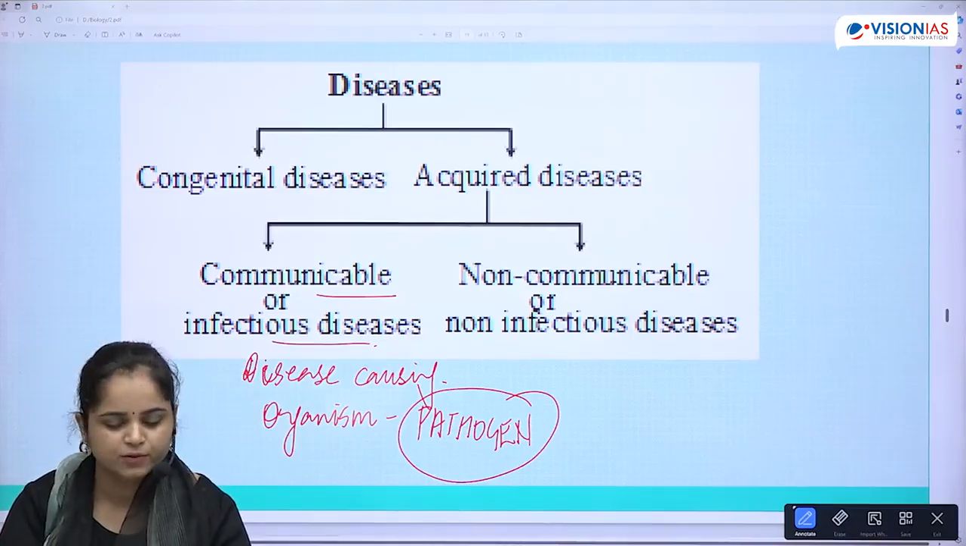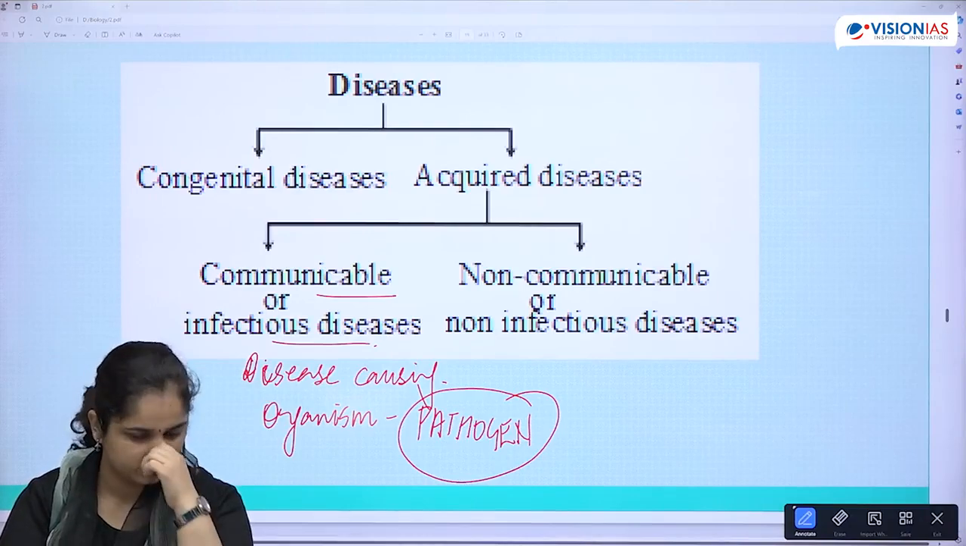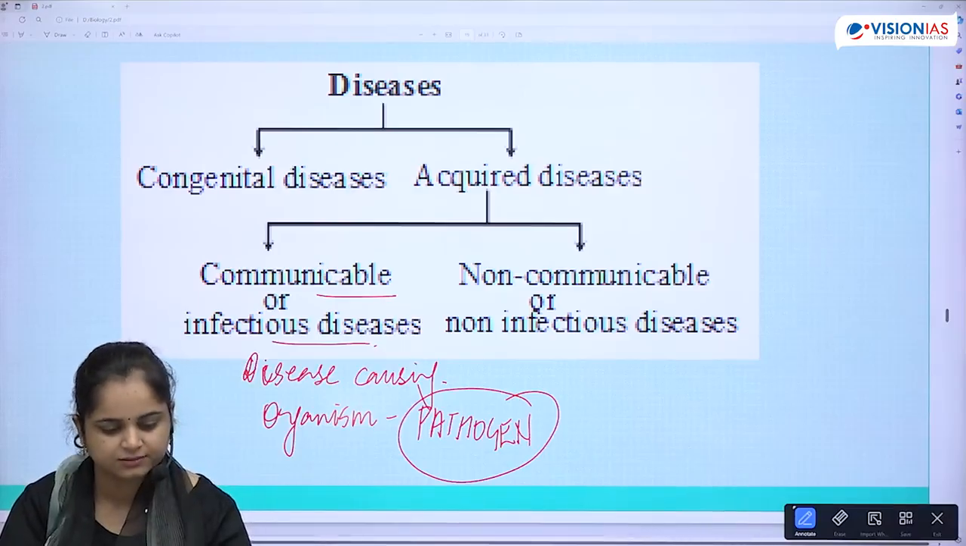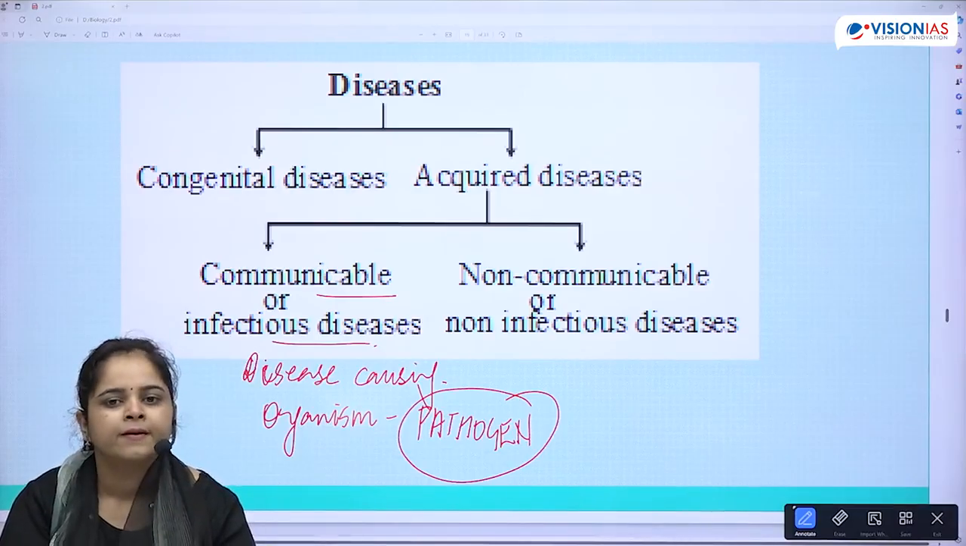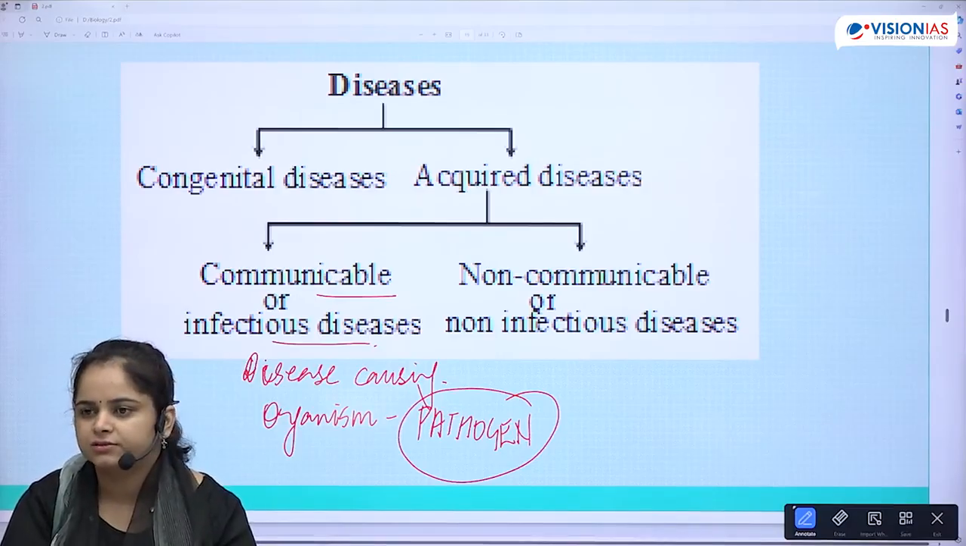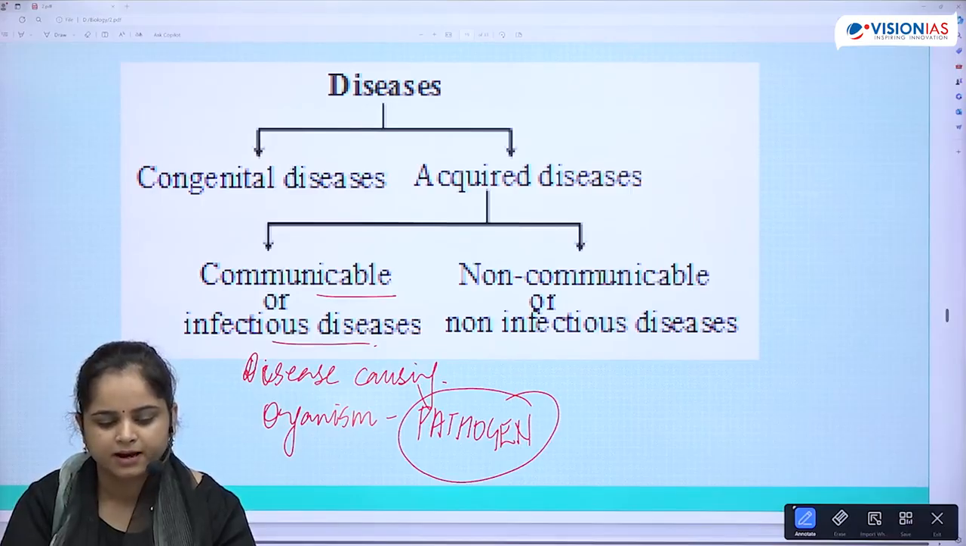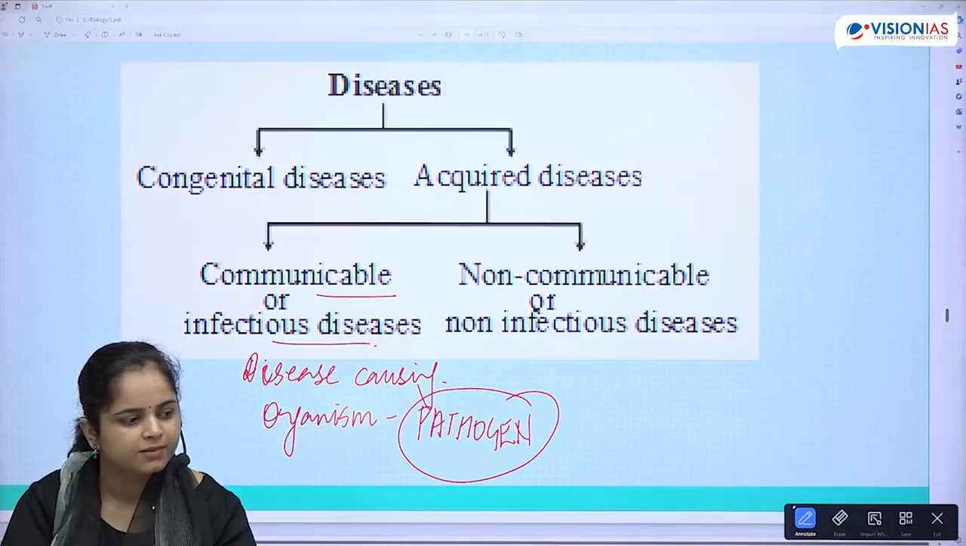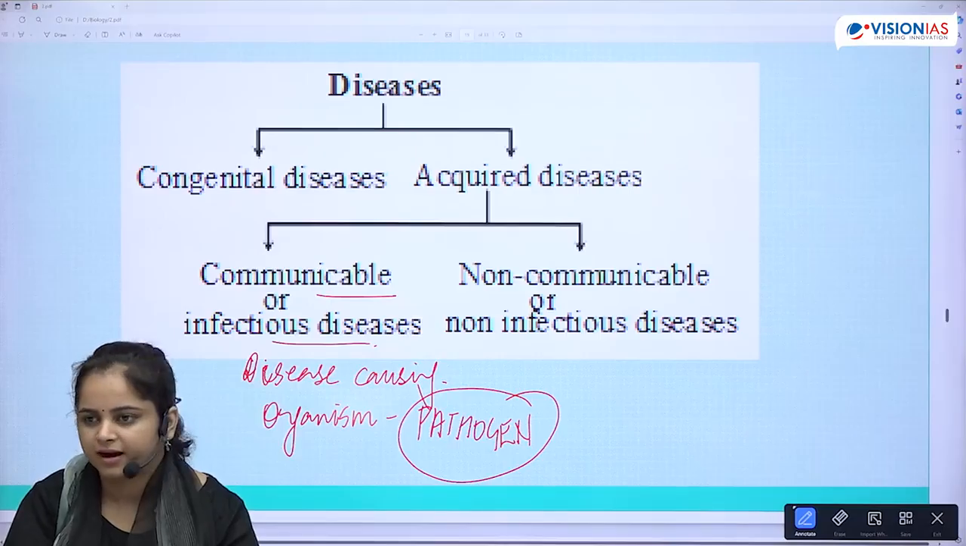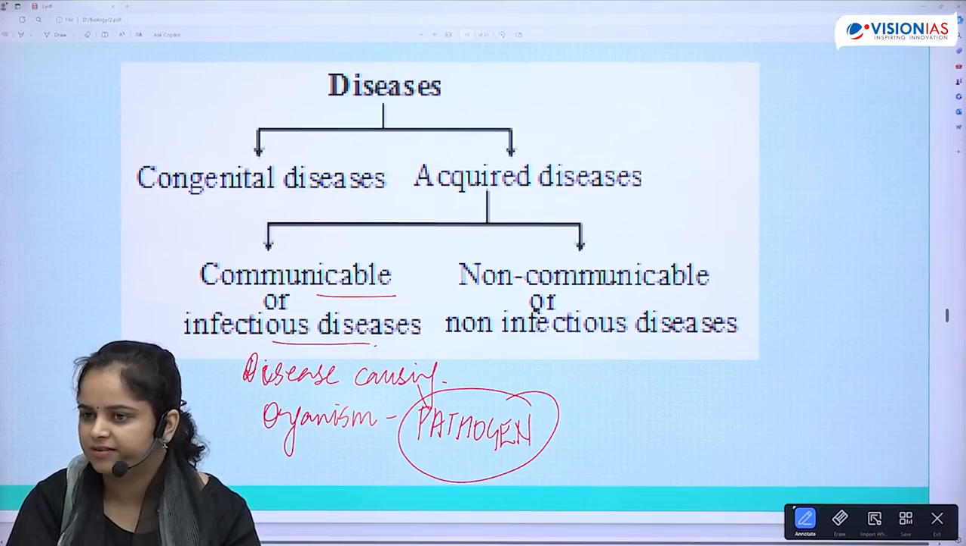Then please write non-communicable or non-infectious diseases. Non-communicable, non-infectious diseases. They are not caused by pathogens, but by lifestyle or environmental factors.